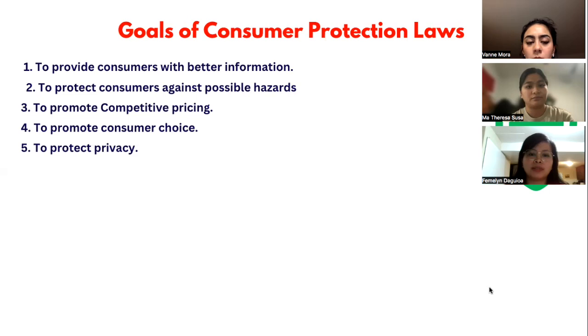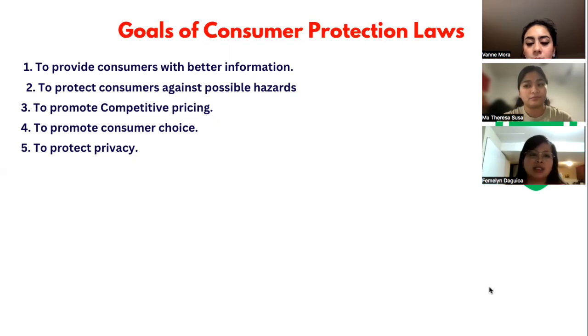So for example, a food product must be free from harmful bacteria, and for example, a toy for children must not have small parts, as I was saying a while ago, that could be a choking hazard.